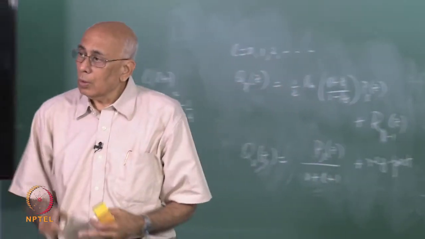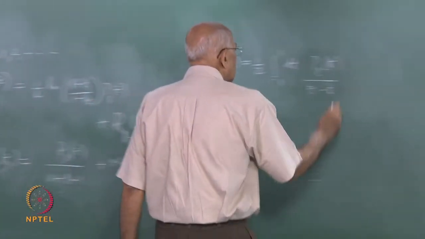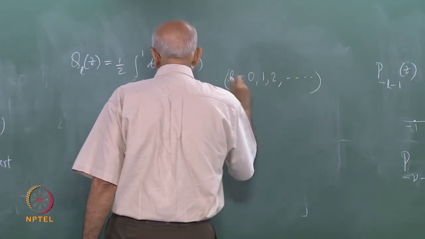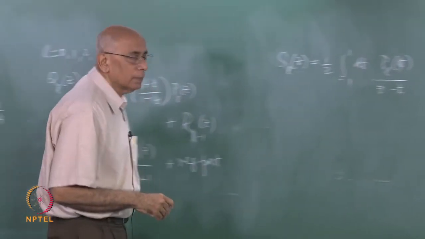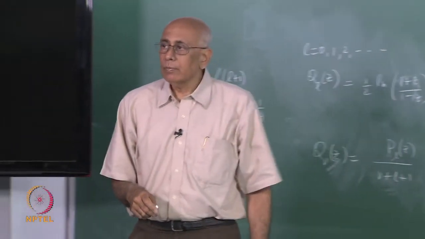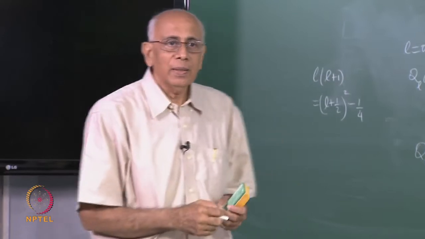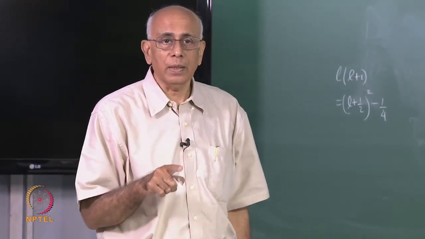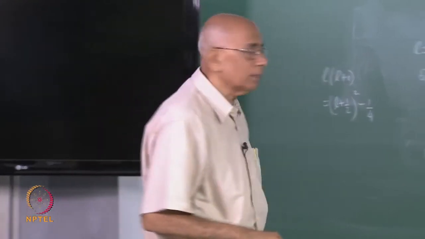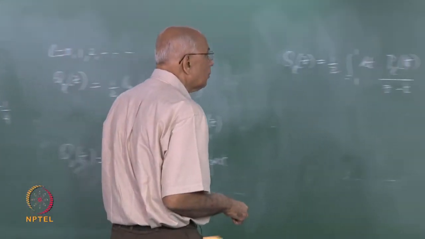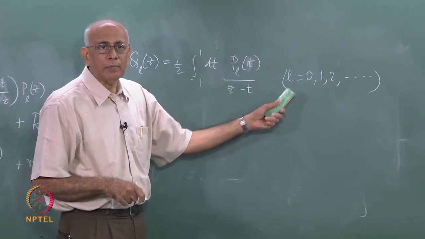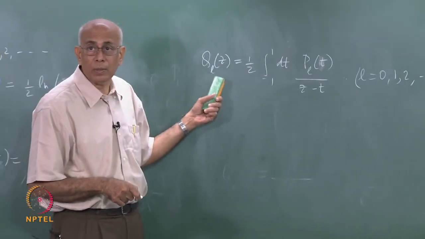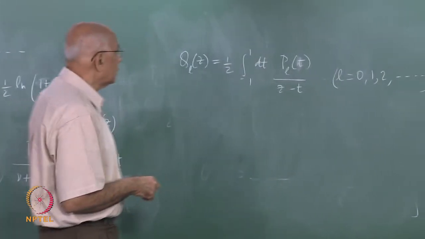So, this is valid for L equal to 0, 1, 2, etc. So, you have an expression for QL as an integral over PL multiplied by this Cauchy kernel 1 over t minus z from minus 1 to 1. And this formula is valid only for non-negative integer values of L. For negative integers this is perfectly fine, but this is singular.